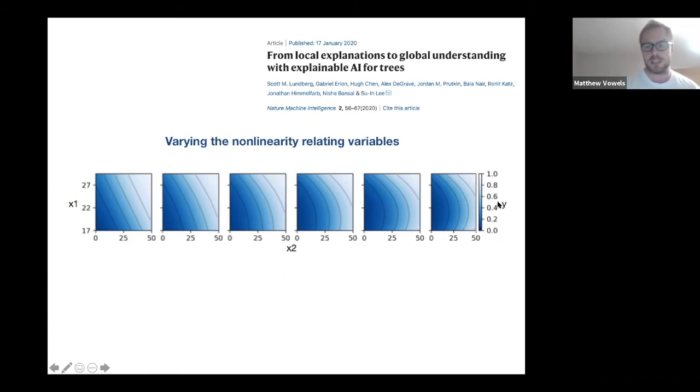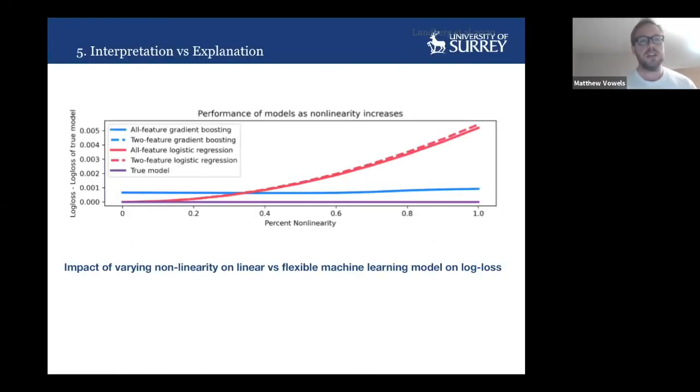The Y prediction is a binary classification problem, so it's like a logistic regression. If the color is white here, then that's a high value of Y. If it's dark blue, it's a low value. And x1 and x2 populate the y and the x-axes. So if we run a logistic regression and check the log loss on the model, you get this increasing log loss error in this red curve as you increase the percent of nonlinearity.